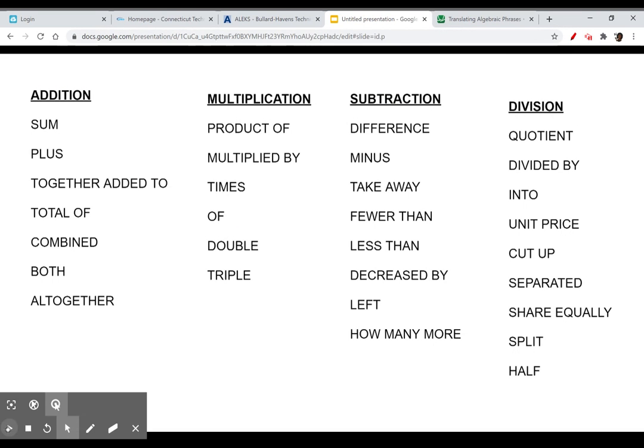But in case you need it, here's also a review of all of the phrases and what math operation they connect to. So for example, sum, plus, added to, together, total of, combined, both, all together. All of those are phrases that go with addition. Multiplication has product, multiplied, times, of, double, triple, and so forth, even twice as we saw in the last one, and so forth as you can see for subtraction and division. So you can pause and copy this down here if you'd like.